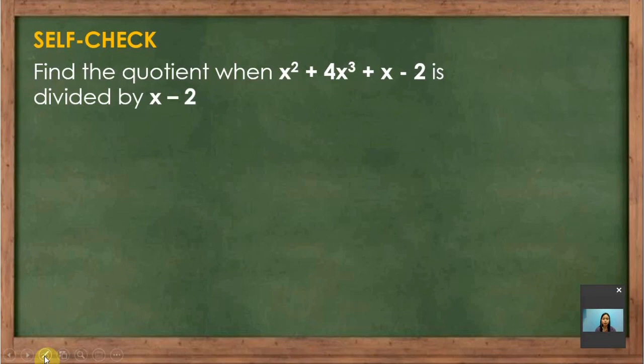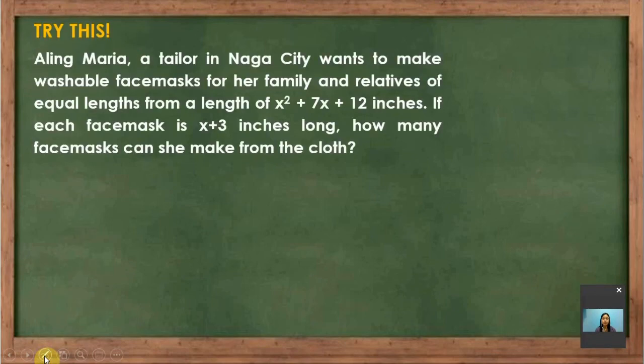Then third problem, Aling Maria, a tailor in Naga City, wants to make washable face masks for her family and relatives of equal lengths from a length of x squared plus 7x plus 12 inches. If each face mask is x plus 3 inches long, how many face masks can she make from the cloth?